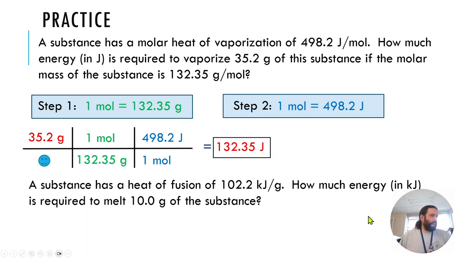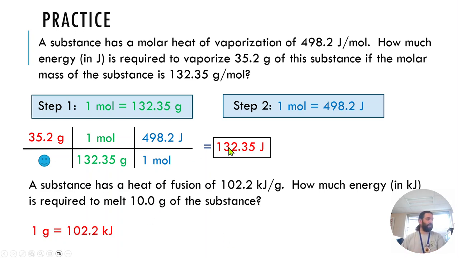All right, next one says a substance has a heat of fusion. Notice it didn't say molar heat of fusion, because it's not the molar heat, it's the heat per gram. So it's just the heat of fusion, and it's 102.2 kilojoules per gram. How much energy in kilojoules is required to melt 10 grams? So again, think of molar heat, or think of heat of fusion in this case, as a conversion factor. In this case, it's the number of kilojoules per every 1 gram. So my conversion factor would be 1 gram equals 102.2 kilojoules.